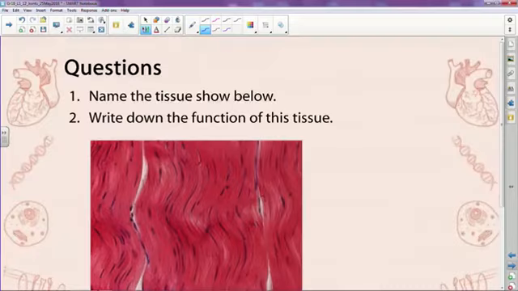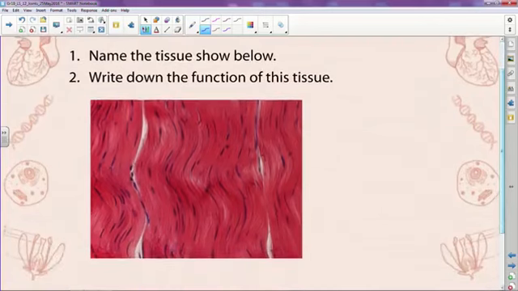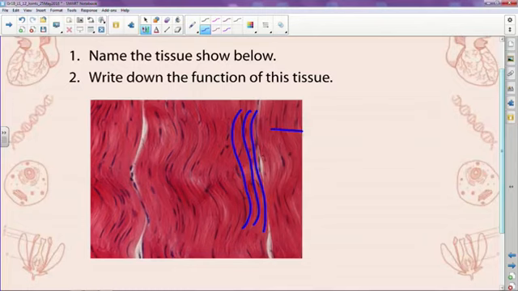Now these tissues, the next two, might have been the ones that you battled with the most, but the color might be very misleading. What I was looking for was your white fibrous tissue. And yes, I know it's red, but we have to stain it to see it.